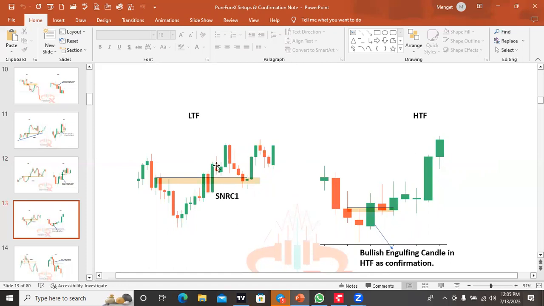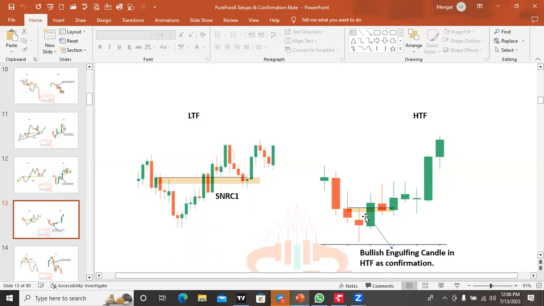This setup is, look at this one, support, I mean resistance, aligned with what? Rally base rally. Then price comes back there, we buy. As usual, when we see SNRC1, what are we going to do? Go and look for what? Look for bullish engulfing as confirmation. Either a bullish engulfing or a full body candle, a momentum candle, as confirmation in a higher time frame. And when you look at this higher time frame, we see a bullish engulfing candle as confirmation.